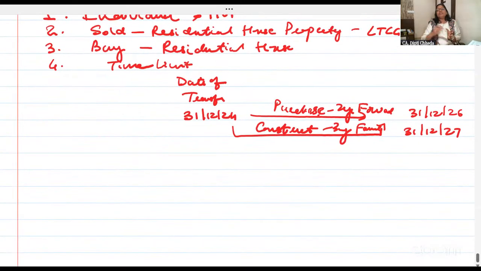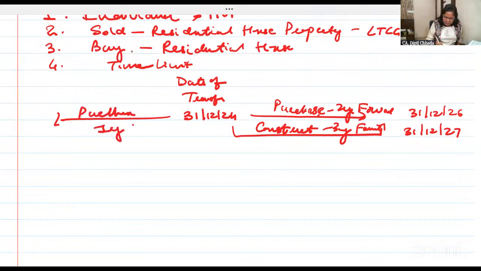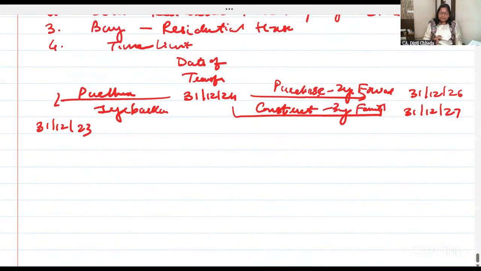From the date of transfer, within 2 years, you have to buy the house. 3 years, you can construct immediately, or purchase 1 year backward. I told you, it may so happen that you were lucky. December 23 के बाद, January 24, New Year, you purchased a house and then you sold the house. So you can buy 1 year backward. पहले नया घर खरीद लो, फिर पुराना बेचो. Or you can purchase 2 years forward, construct 3 years forward. Clear?